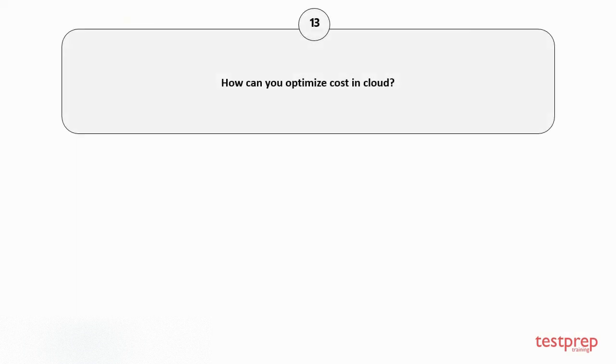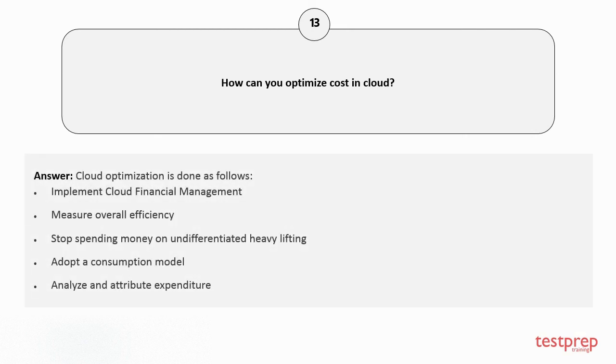Question number 13. How can you optimize cost in cloud? Your answer is, cloud optimization is done as follows. 1. Implement cloud financial management. 2. Measure overall efficiency. 3. Stop spending money on undifferentiated heavy lifting. 4. Adopt a consumption model. 5. Analyze and attribute expenditure.